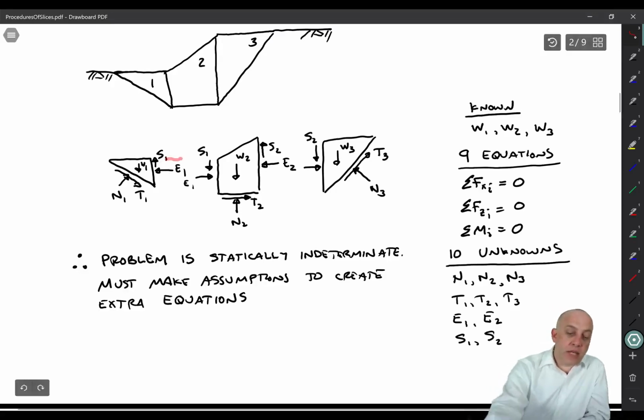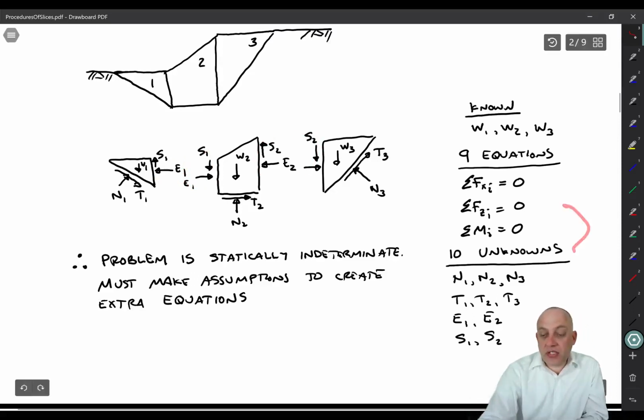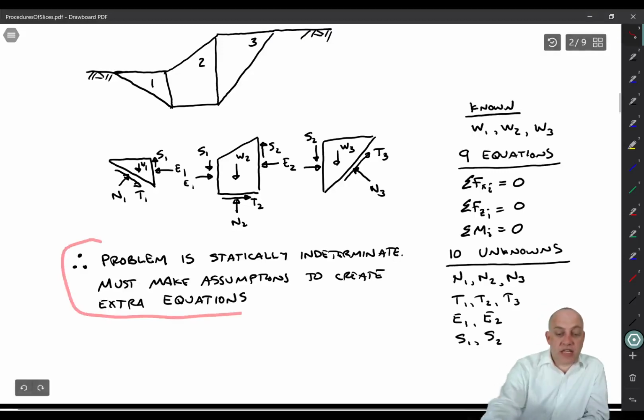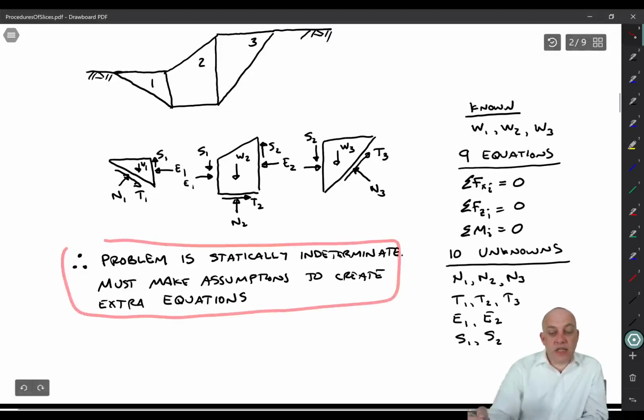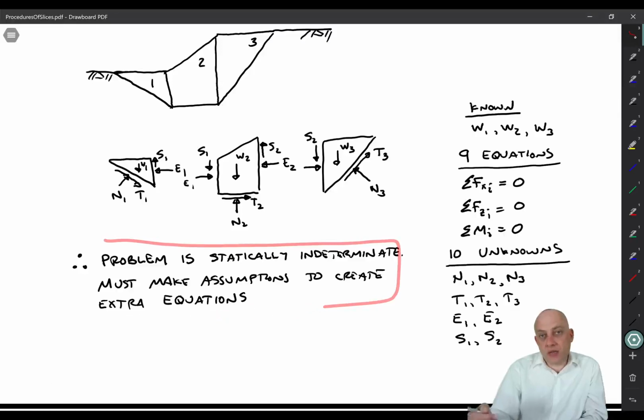And what that means is we have to come in and make some kind of assumptions about these E's and S's in order to give us one more equation up here, so that we can render a solution. So what this means is the problem is statically indeterminate, right? We can't solve it based on statics alone. We have to make some additional assumptions in order to facilitate a solution to the problem.